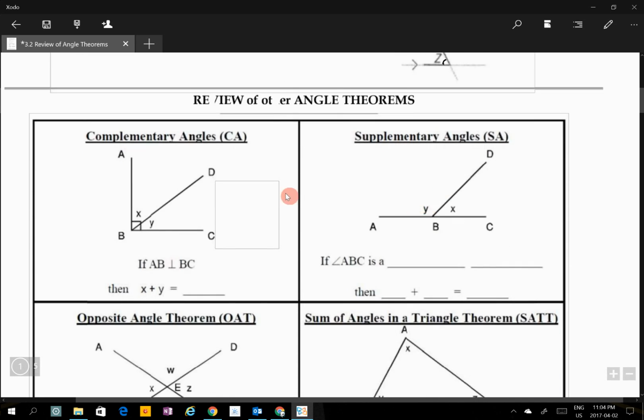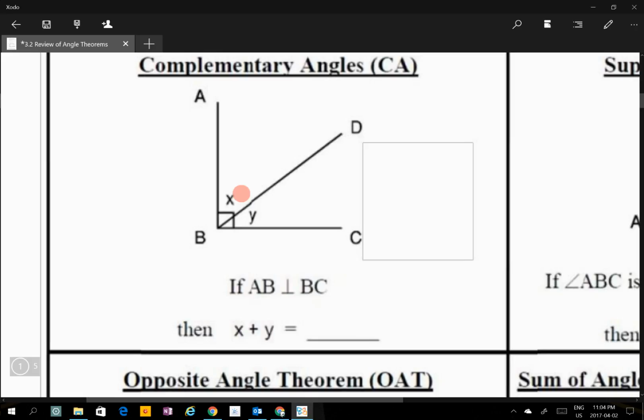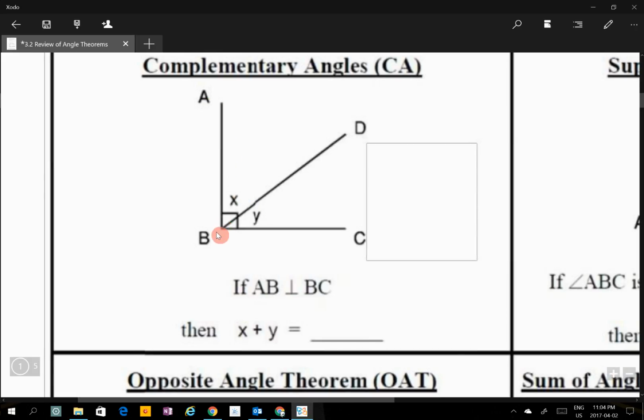Okay, so a couple of theorems, complementary angles here. So if we have a line segment AB being perpendicular to BC, this is the sign for perpendicular, it signifies that this angle here, X and Y, when I add them together, they have to add up to 90 degrees.